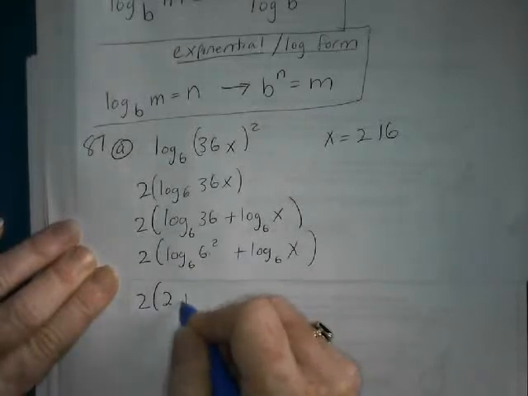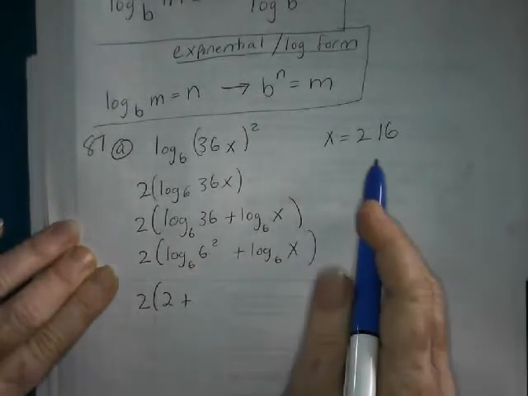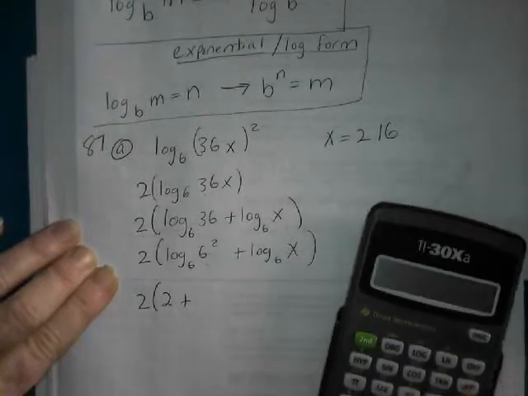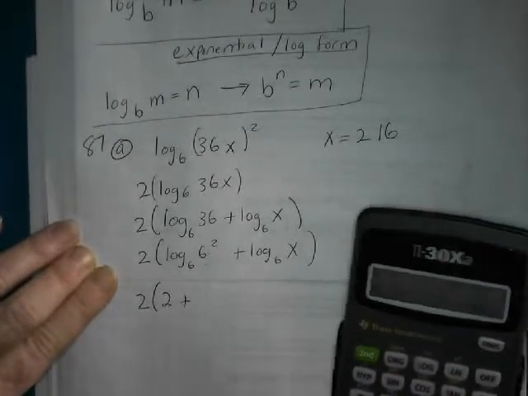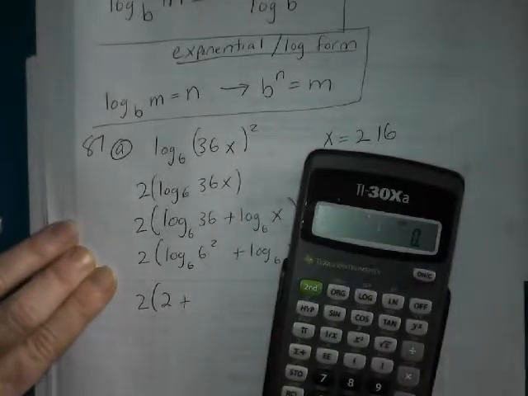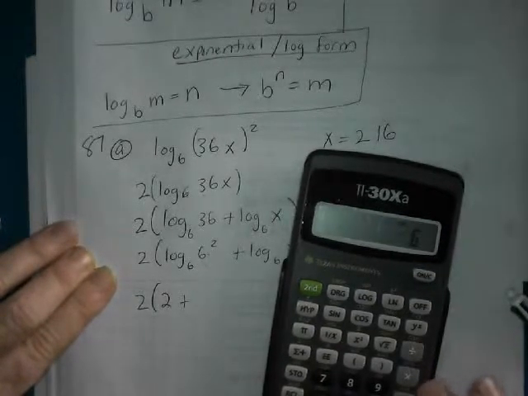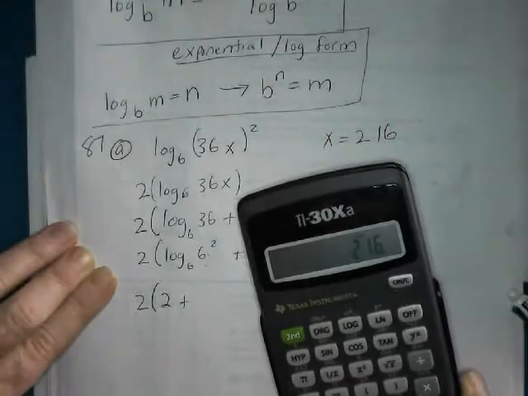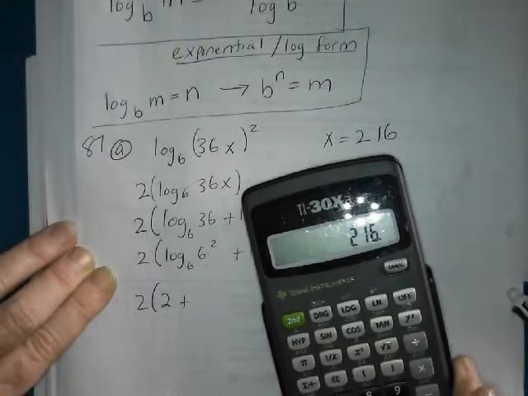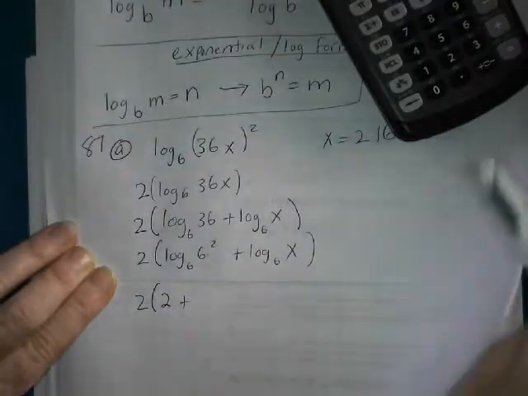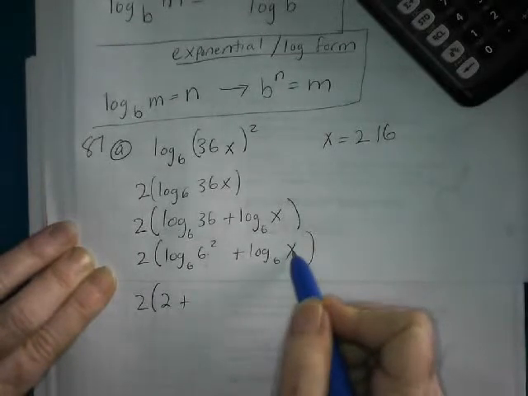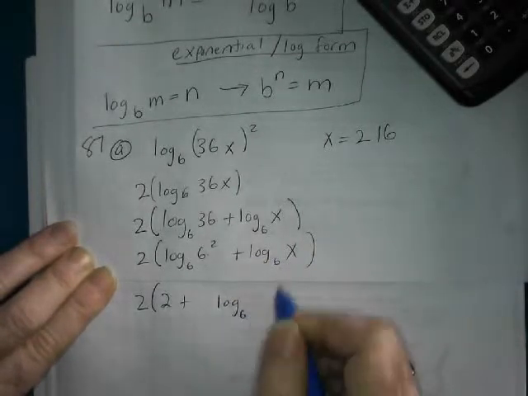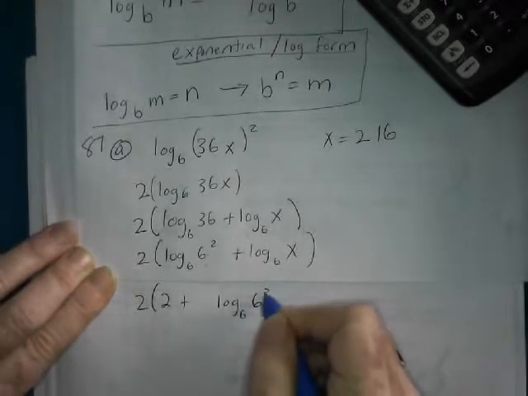And then I'm going to substitute in 216 for x, but I think 216 can probably be written as a power of 6. I'm going to try 6 to the 4th and see if that's what it is. Oh, it's 6 to the 3rd. I just did it on my calculator. So 6 cubed is 216. So I'm going to write the 216 as 6 cubed, so this will be log base 6 of 6 cubed.